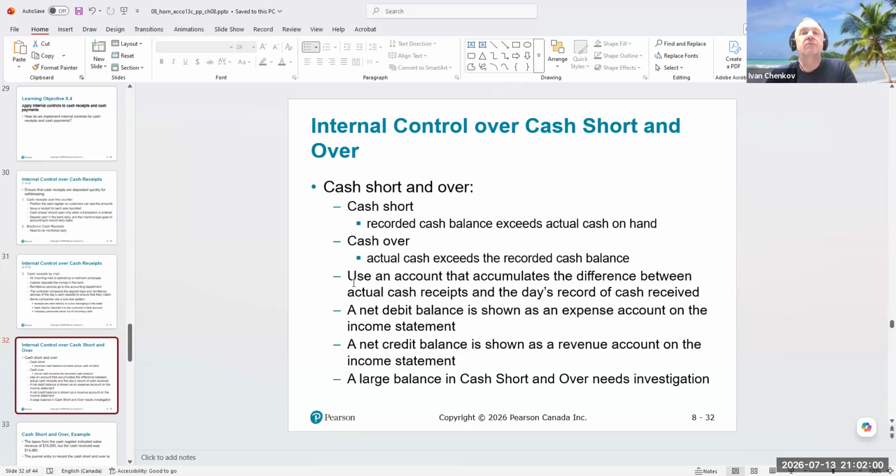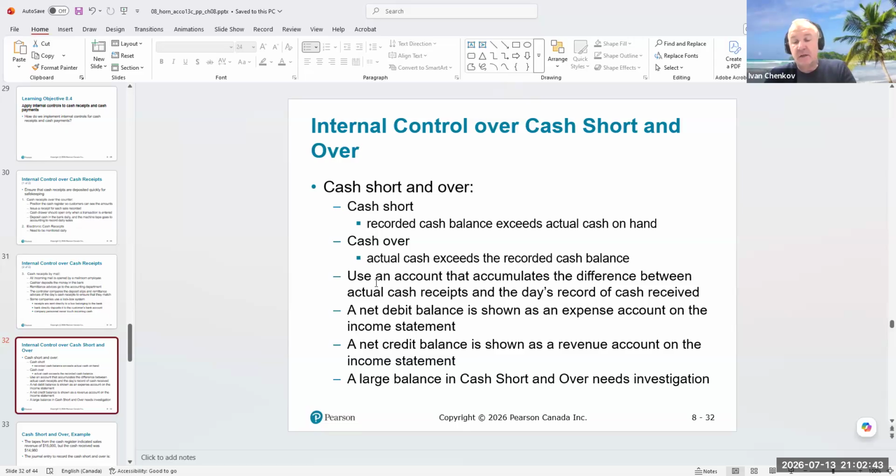For accounting purposes, we're going to use an account which will accumulate the differences between the actual cash and the cash received. That account is going to have a net balance, either a debit balance or a credit balance. If the balance is debit, that's going to show us an expense, which means we're short on cash. If the balance is credit, that's going to show us revenue, which means we have more cash.